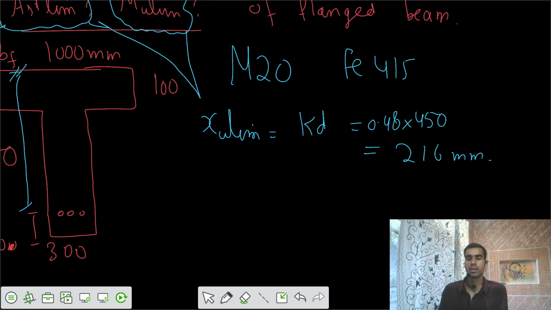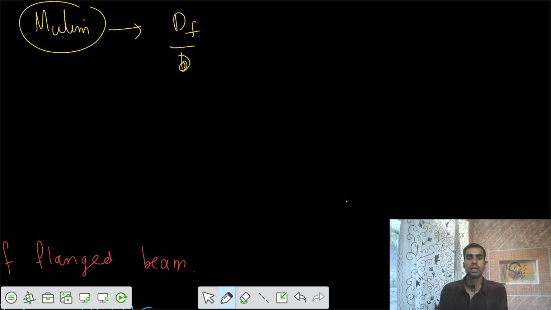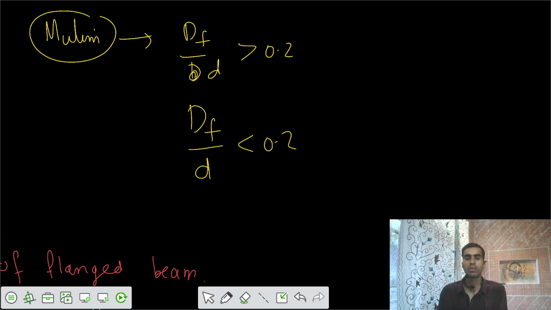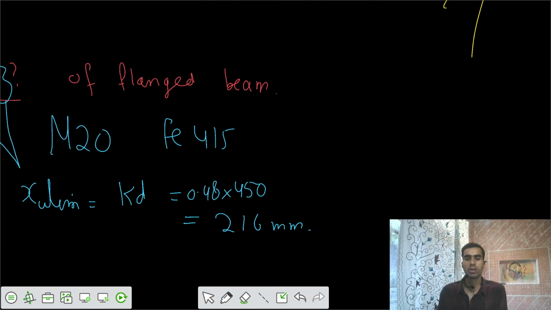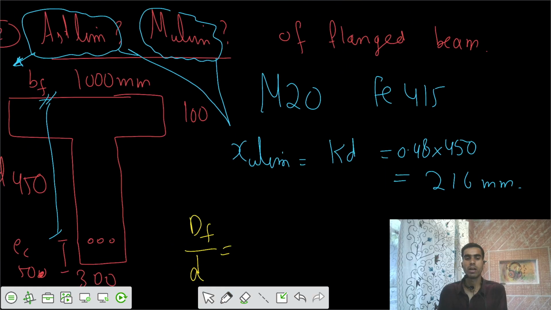We had studied, in the calculation of limiting moment of resistance, that there is a case where Df by D is greater than 0.2, and one more case where the Df by D ratio is less than 0.2. After that, we had to see which of the equations to use. So we need to see what value we have for the Df by D ratio. So we need to compute this ratio.